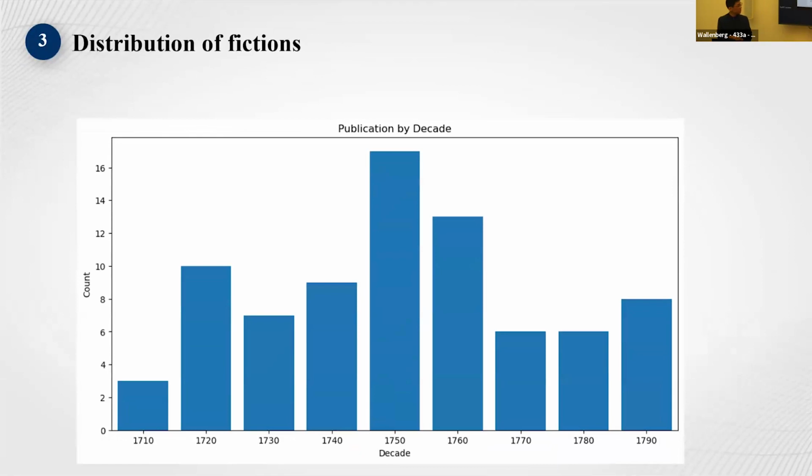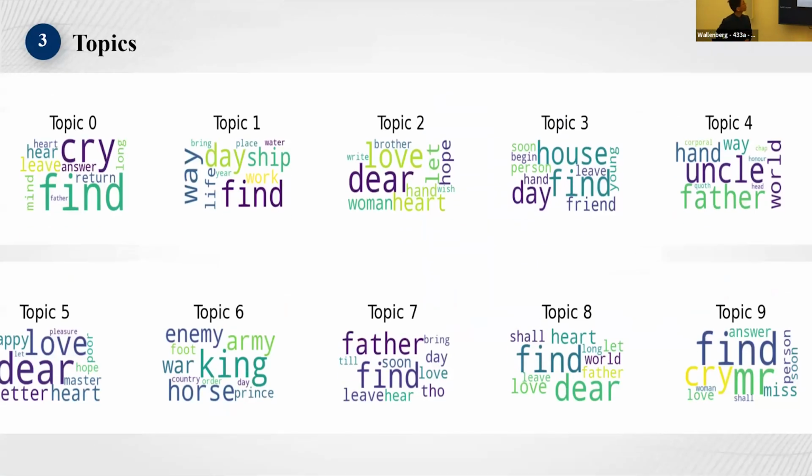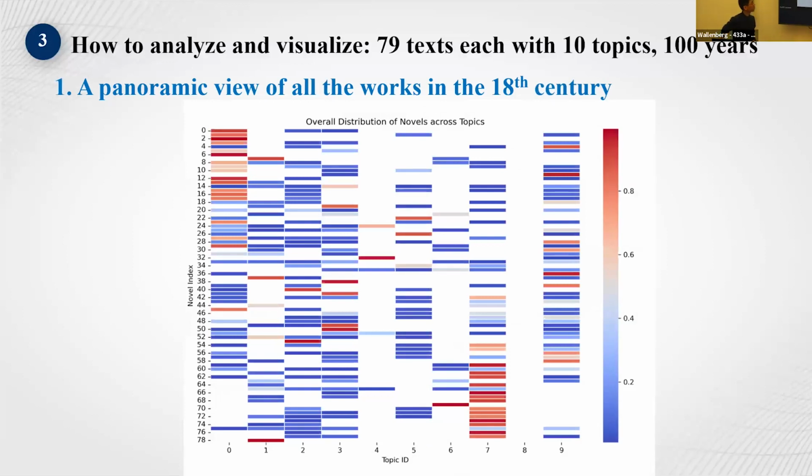Okay, that is the corpus, and this is the distribution of the publication years, to make sure that the 80 novels fall as evenly as possible over the years, so that there is no gap. And this is the LDA results of all the topics in these 80 novels. So how to visualize and analyze the results? The first step I can think of is to draw a heat map.